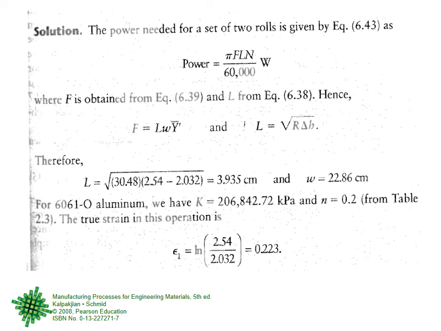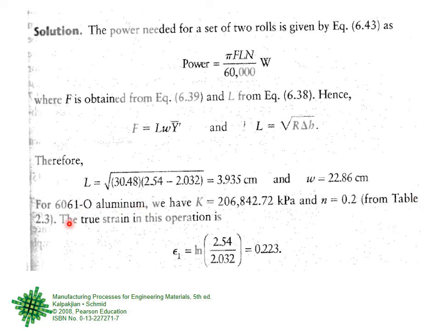So if you have to find power in kilowatt unit, then this is the formula, right, where F is L W y bar dash, where L is root R delta h. So just substitute R, the roll radius, and delta h, the initial height minus the final height. So this L is in centimeters now. W was given as this much in centimeters.